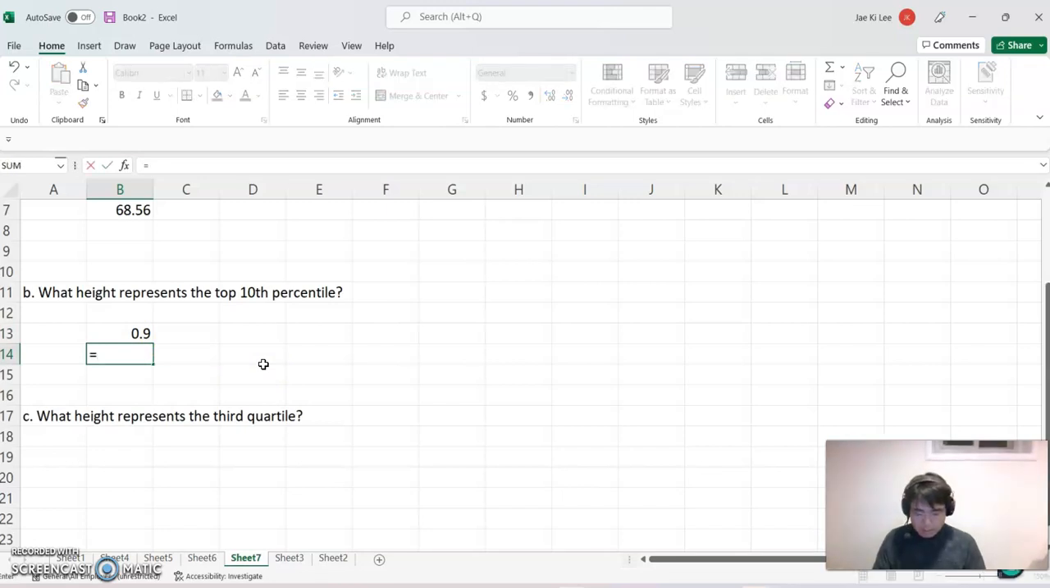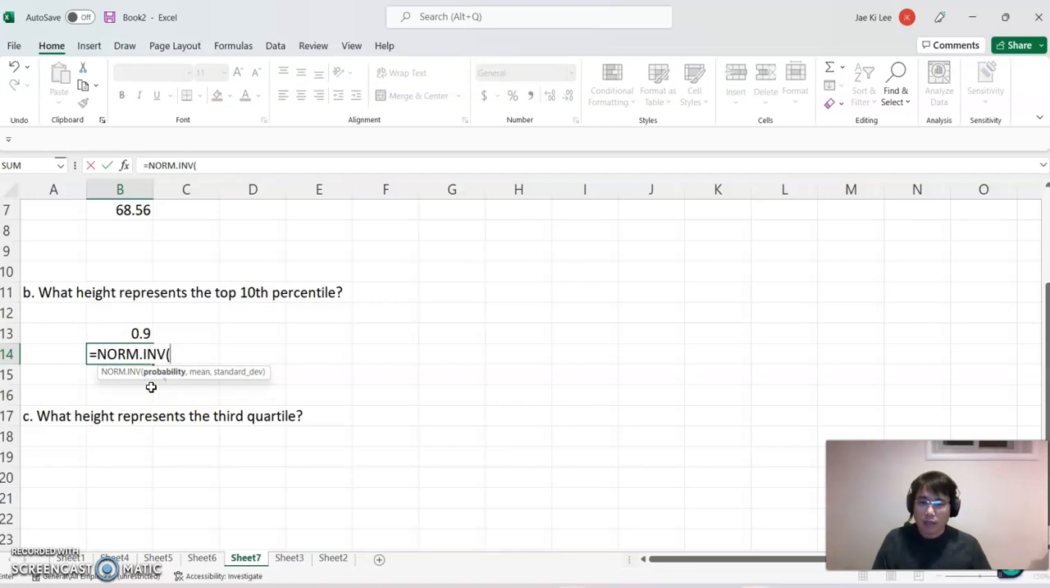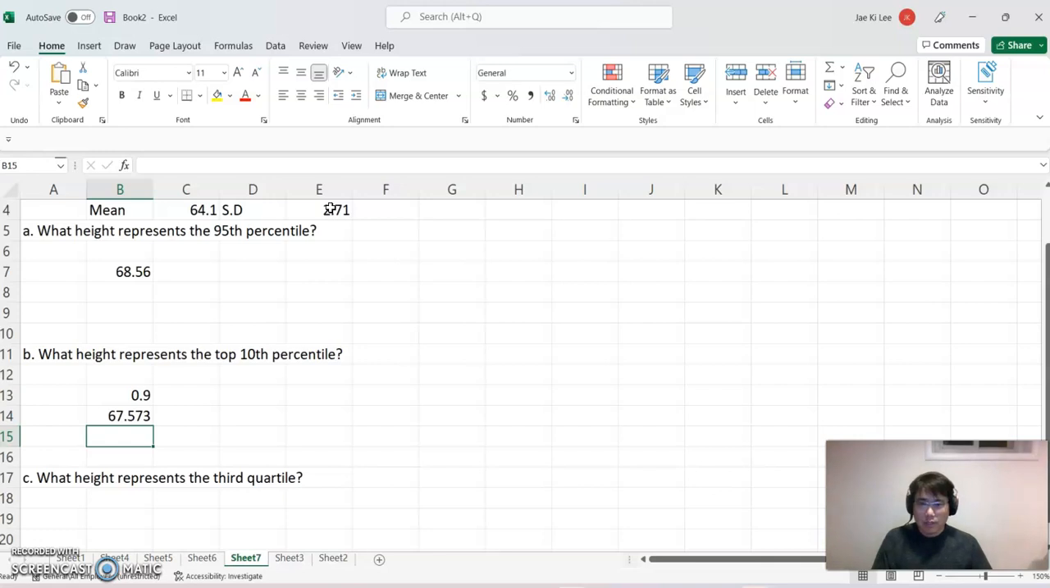Okay, then now equal to NORM.INV and click the 0.90, which is here, and then mean value 64.1, comma, and 2.71, and enter. So that will be the second question's answer.